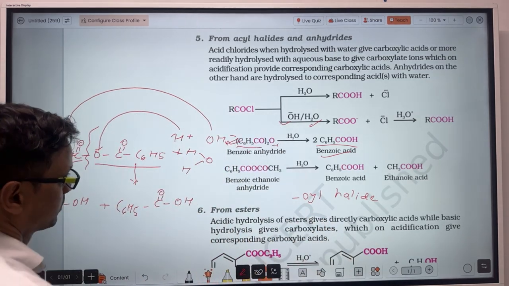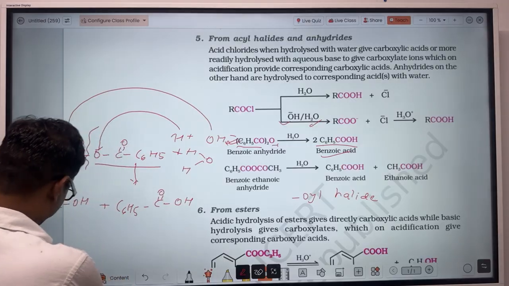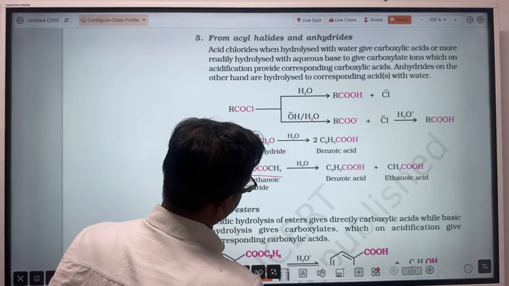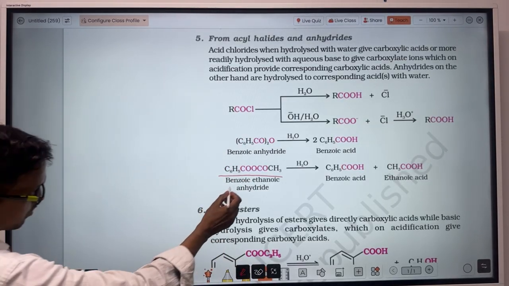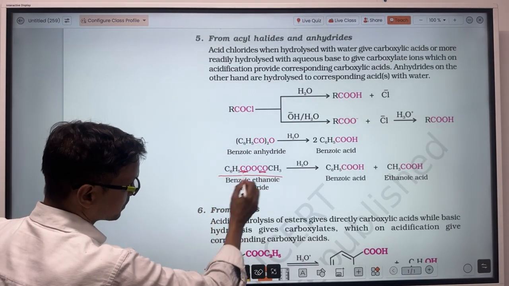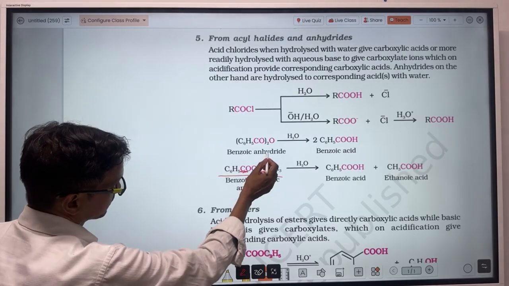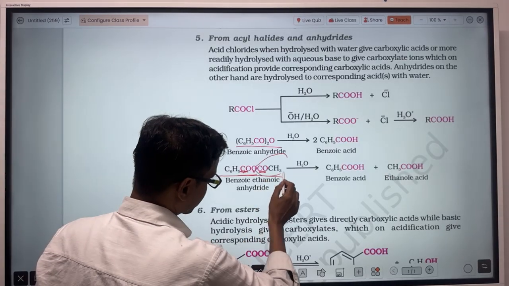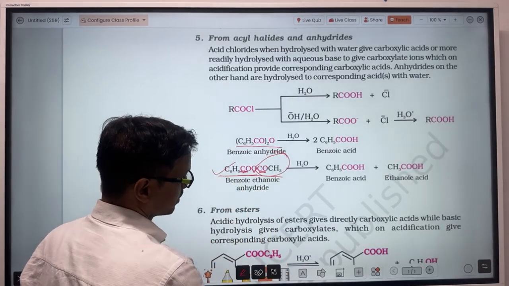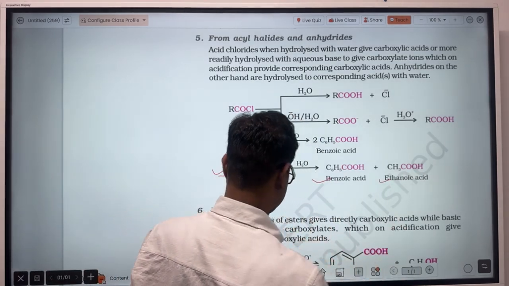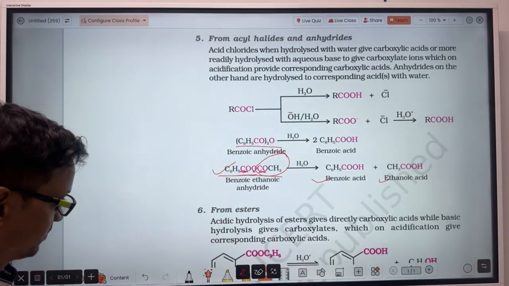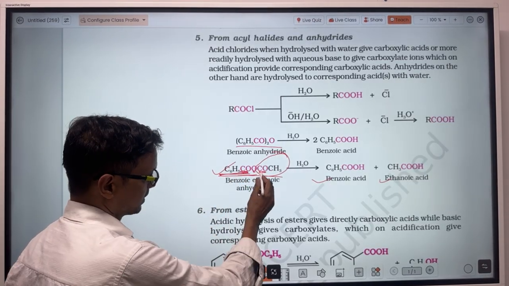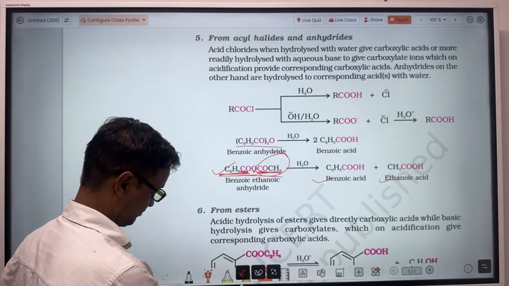Now the same here, next compound. Consider this compound. What is this structure? Here C double bond O is clear, and here is oxygen. It is the same type of compound. So it will get converted to ethanoic acid, and here it is benzoic acid. So benzoic acid and ethanoic acid. Okay, very easy. The same: this one is the benzoic group, and this one is methanoic acid.